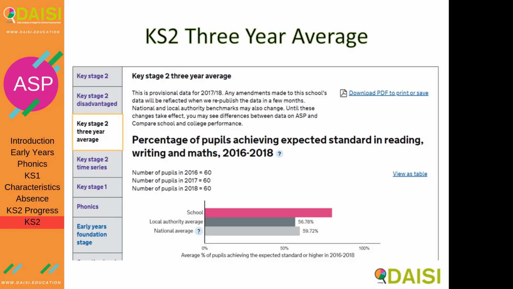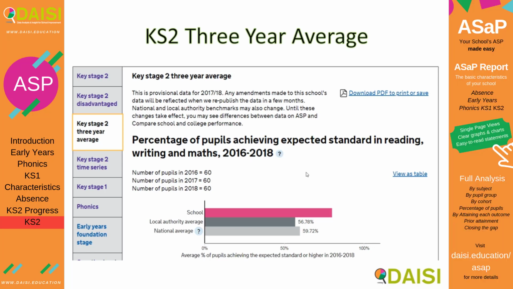There have been 2 new tabs added to ASP in 2018. Firstly is the 3-year average. Ofsted, or the DfE, have calculated your reading, writing and maths combined over the 3 years. Now, this is not just an average of your 3 years, because you might have different levels of cohort in these 3 years. Instead, it's like you have all of your pupils from the 3 years combined into one big year group and then averaged out.